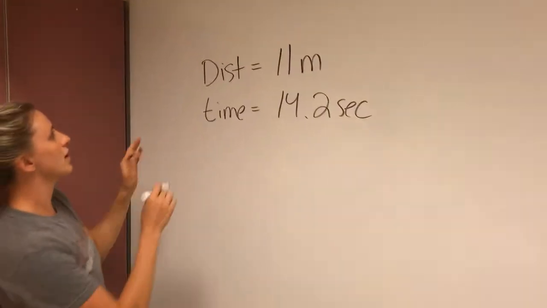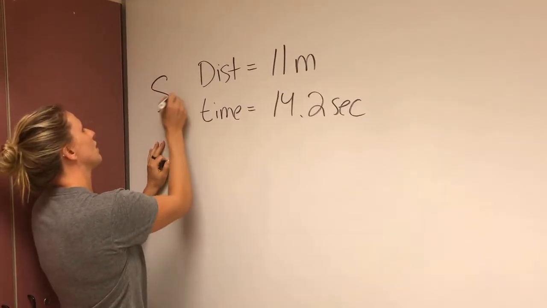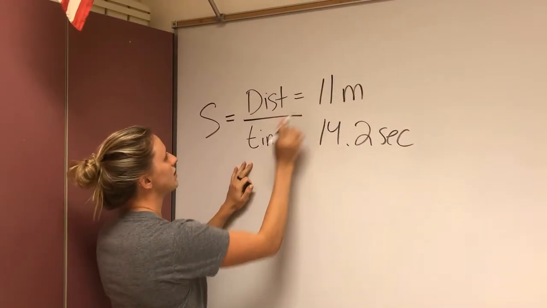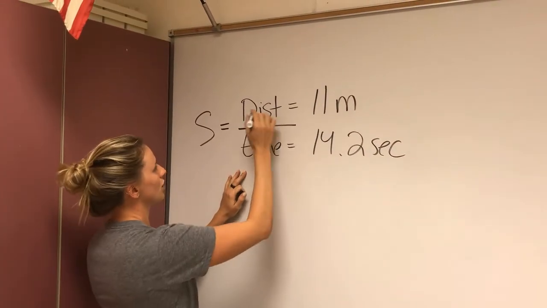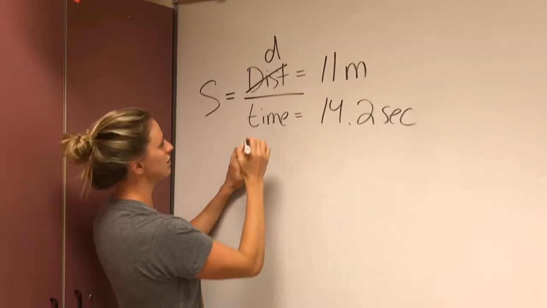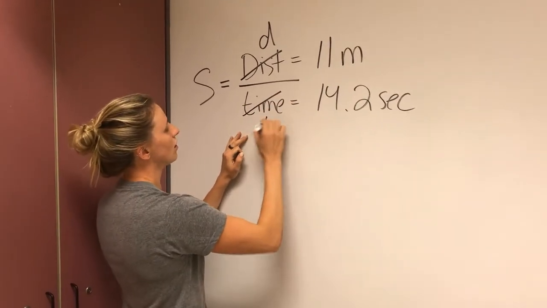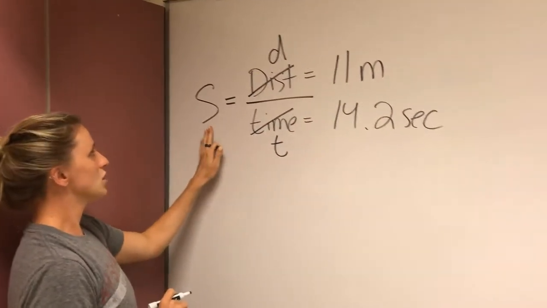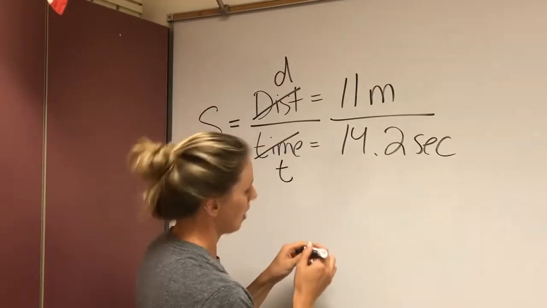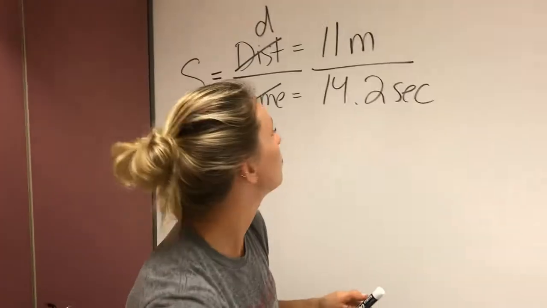All right, so we said S is for speed. I'm gonna put that right here, and it equals distance divided by time. This is too many words. Instead of distance, let's just call it D for distance like I have on my slide, and again, T, let's call it T for time. So speed equals distance divided by time. I'm just gonna go 11 meters divided by 14.2 seconds.